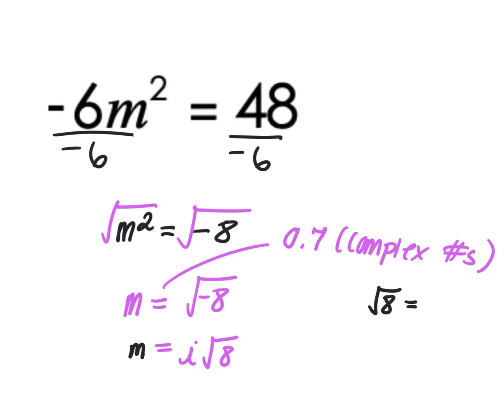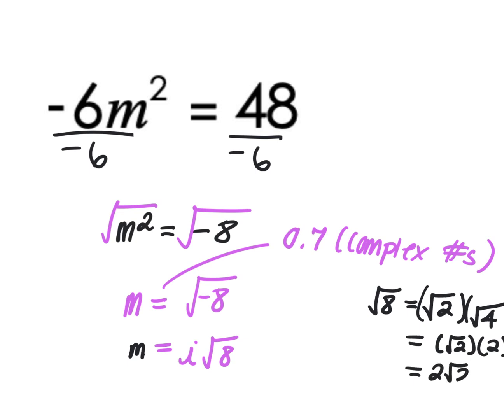The square root of 8 is the same as the square root of 2 times the square root of 4. So that will be square root of 2 times 2. I'm just going to rewrite it the proper way, 2 radical 2. So then the answer becomes m equals 2i square root of 2.